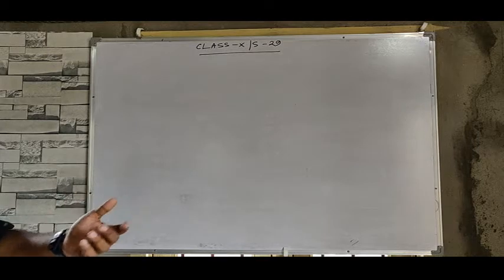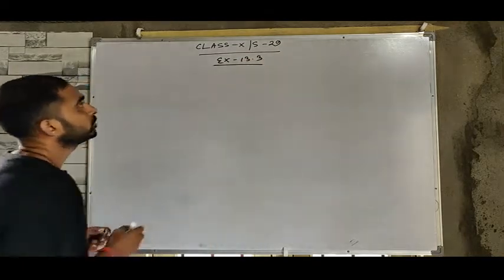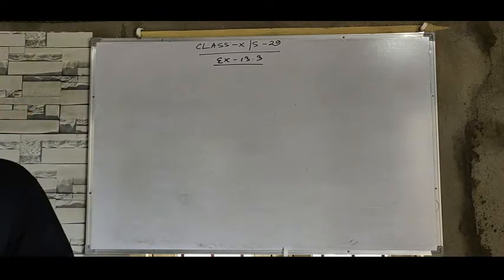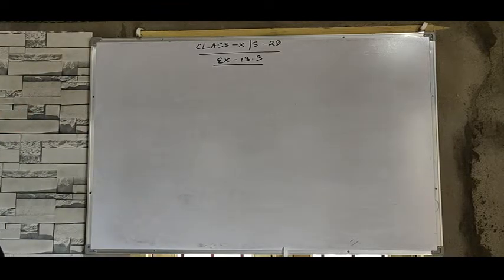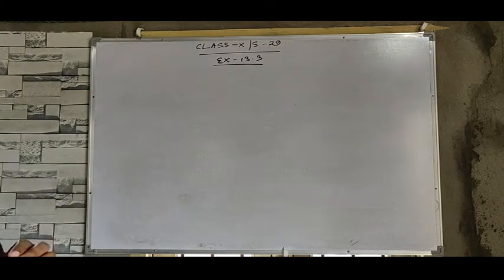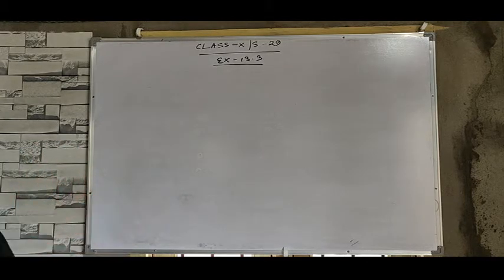Now today we will start a new exercise, 13.3. See what the first question is: a metallic sphere of radius 4.2 is melted and recast into the shape of a cylinder of radius 6 cm. Find the height of the cylinder. A metallic sphere with radius 4.2 is melted and shaped into a new cylinder whose radius is 6 cm and height is not given, and we are asked to find the height of the cylinder.